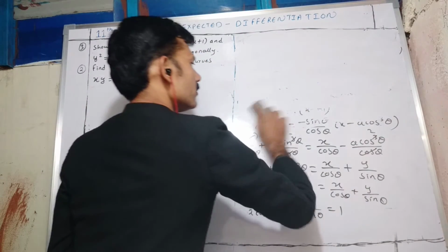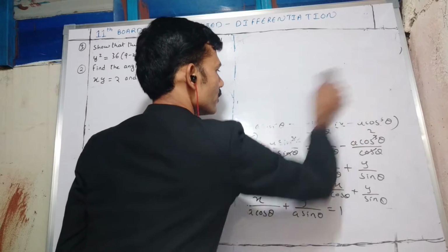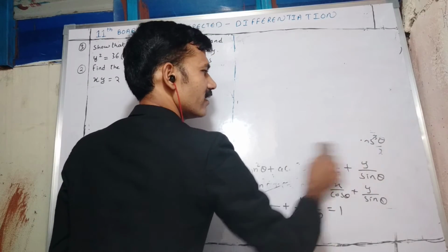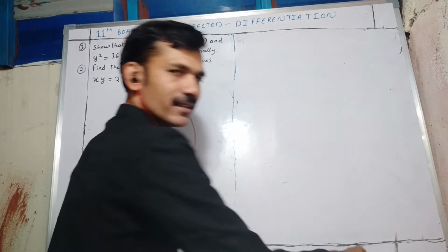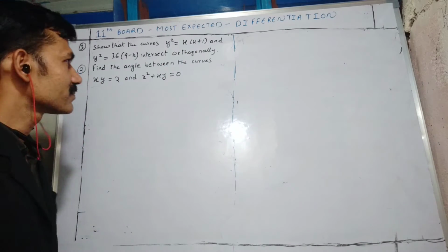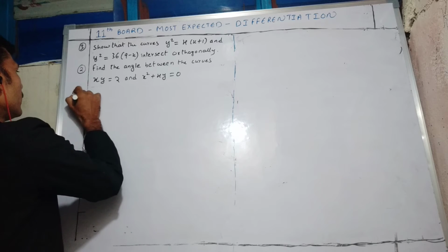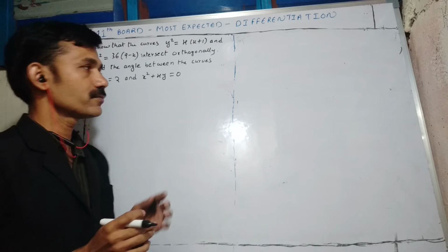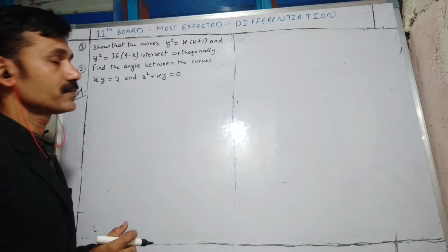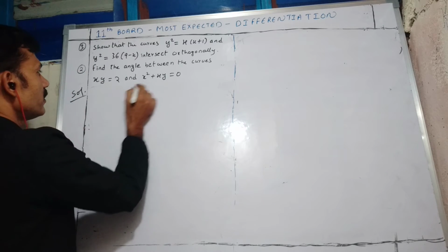Okay, for this problem also, what we need to find? We need to differentiate and we need to find the equation of tangents. First what we have to do? First we have to find a common point for both these curves. Okay, how will we find common points?